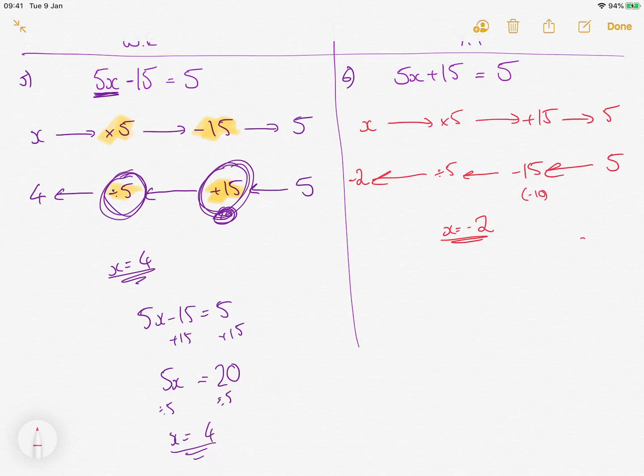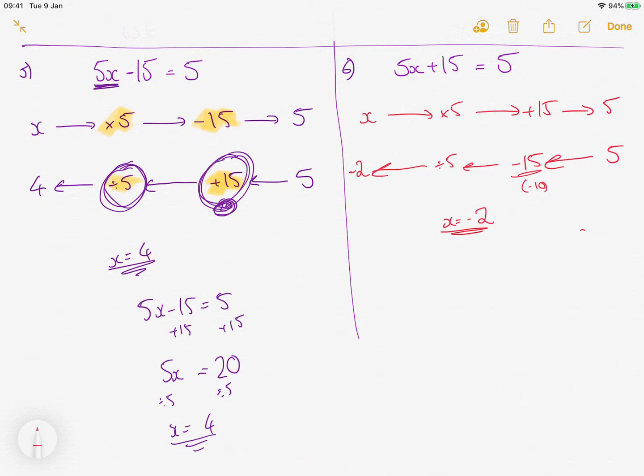I'll just show the balancing method because I'm really trying to push it and I'd like us to all be there. And it's the same steps of taking away 15 then divided by 5. So if we take away 15 from both sides, then we get 5x equals negative 10. Divide both sides by 5 and we get x is equal to negative 2. So it's still the same answer, just using a different method.